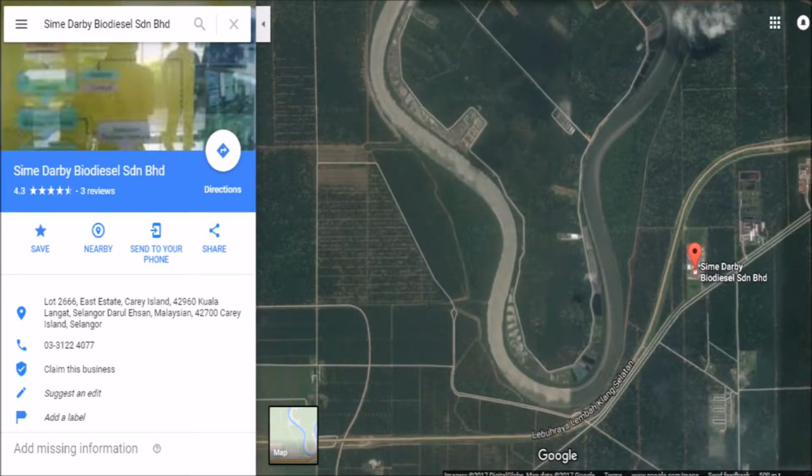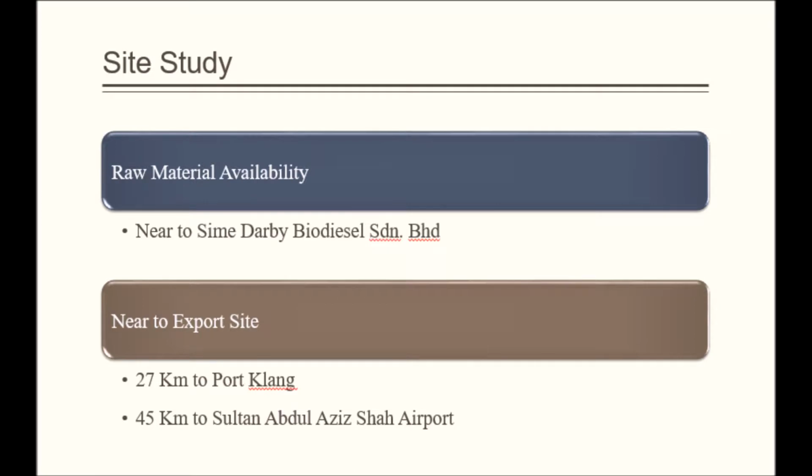The ideal site chosen after surveying is located at Carrick Island, 42960 Kuala Langat, Selangor Darul Ehsan, Malaysia. The preliminary decision is to construct a glycerol carbonate plant at an empty field nearby Sime Darby Biodiesel Sdn Bhd, as shown in the figure. The main reason of choosing this area is the accessibility of the feedstock crude glycerol. This is because crude glycerol can be easily dealt and purchased with Sime Darby Biodiesel Sdn Bhd, which is a biodiesel plant that is also located at Carrick Island.